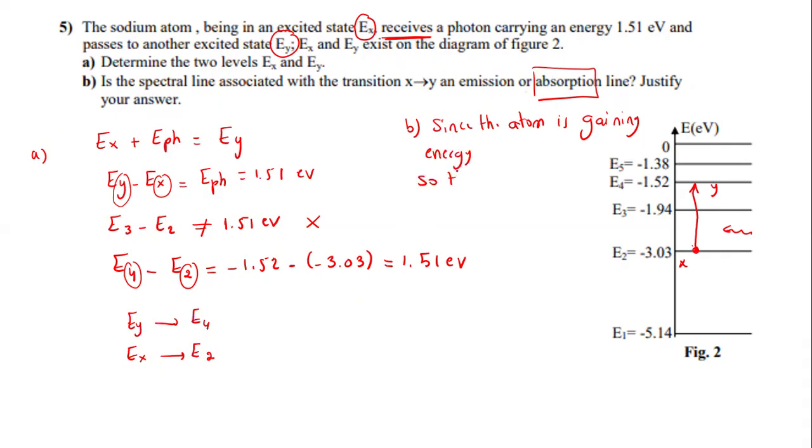So since the atom is gaining energy, this transition corresponds to an absorption line. If it were losing energy, meaning moving from E4 to E2, this means it's losing energy, in the form of a photon. So in this case, you call it an emission spectrum.